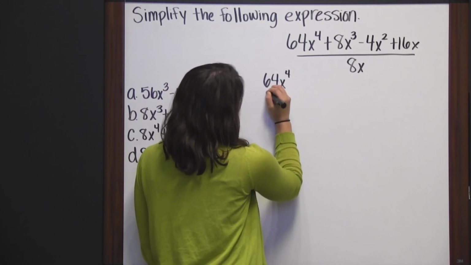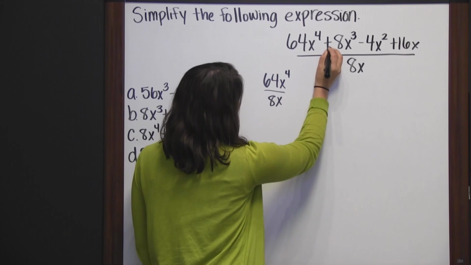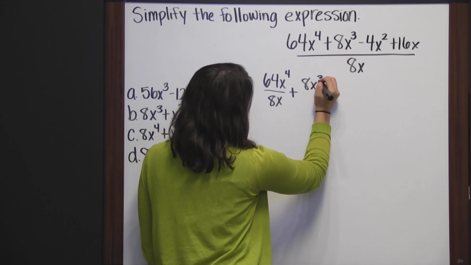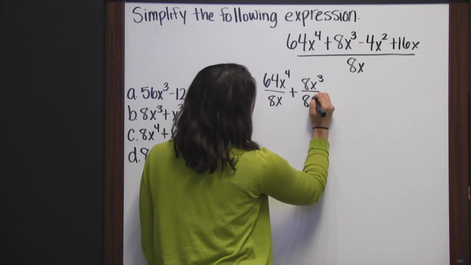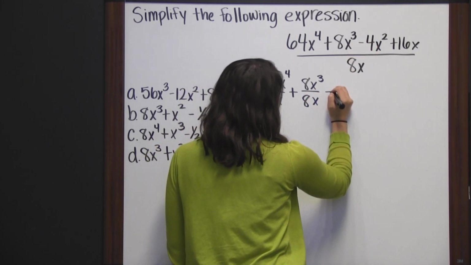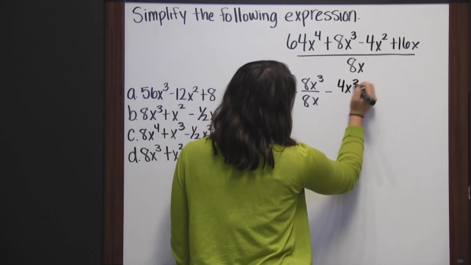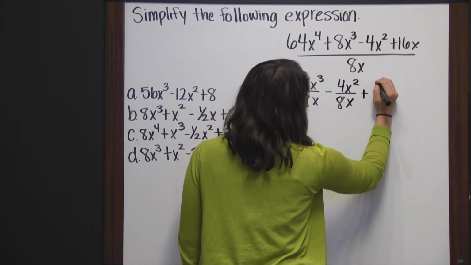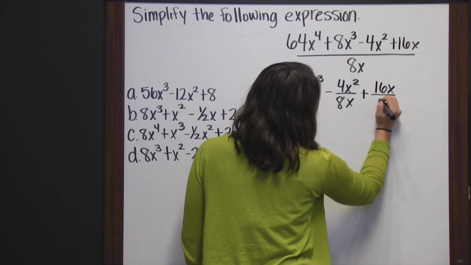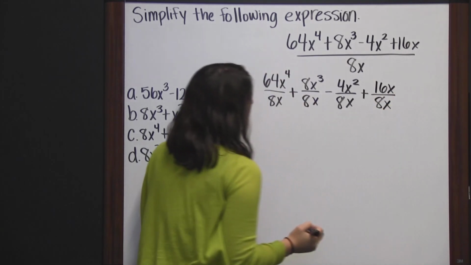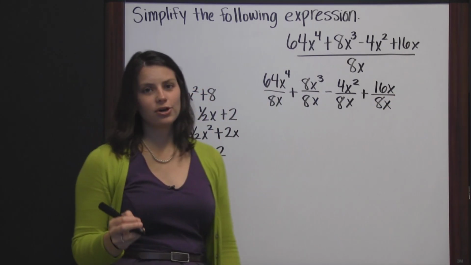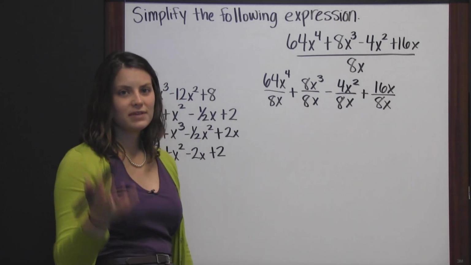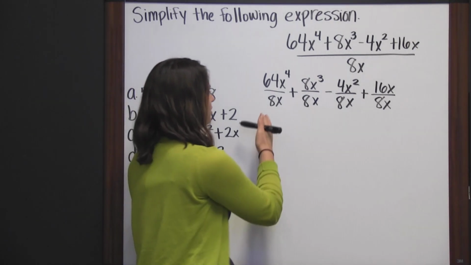64x to the fourth divided by 8x plus 8x cubed divided by 8x minus 4x squared divided by 8x plus 16x divided by 8x. Every single term is divided by 8x. So now we can take each one of these individually and divide by 8x.